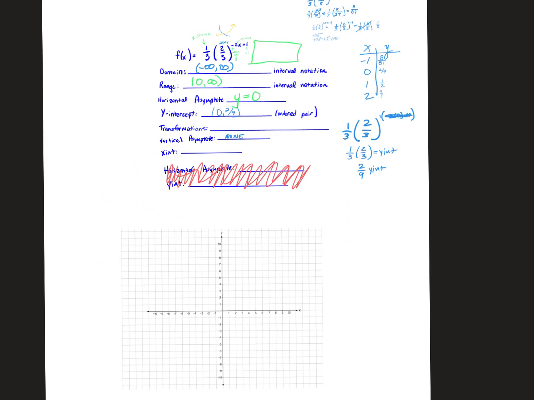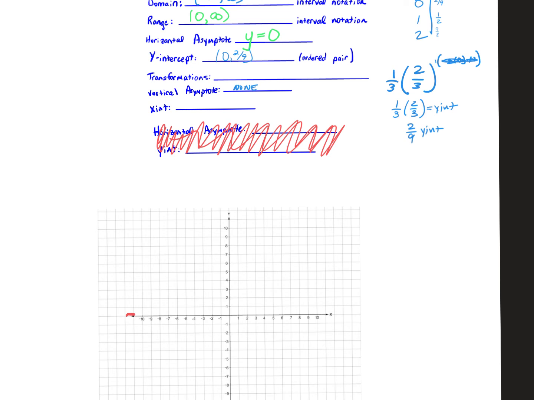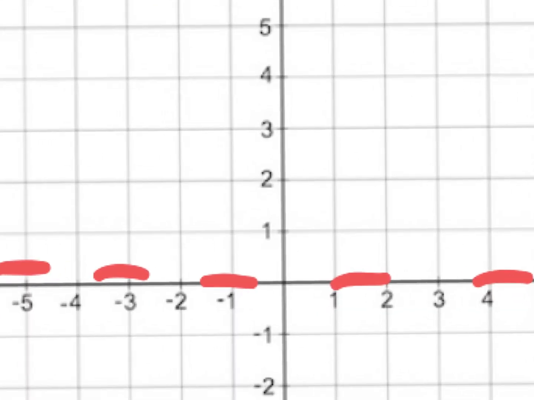What I'm going to look for, 100% what I'm going to look for, absolutely, is your horizontal asymptote. So where's our horizontal asymptote? At y equals what? 0. So I have my horizontal asymptote. It's my dashed line that my graph's going to get really close to but not touch. And I'm going to look hard for your y-intercept. What was our y-intercept? 0, 2/9. Good.